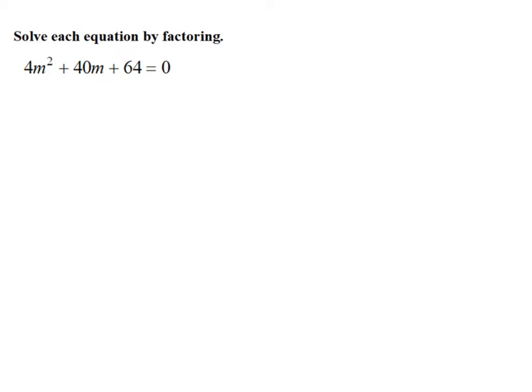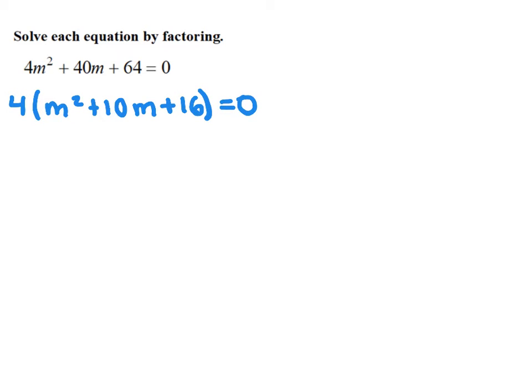In this example, notice that there's a number in front of the squared term. That means that we want to take that number and factor it out like it's a greatest common factor. So if I were to remove 4 as my greatest common factor, I'm left with m squared. 40 divided by 4 is 10, so it's plus 10m. And 64 divided by 4 is 16. I set that equal to 0.